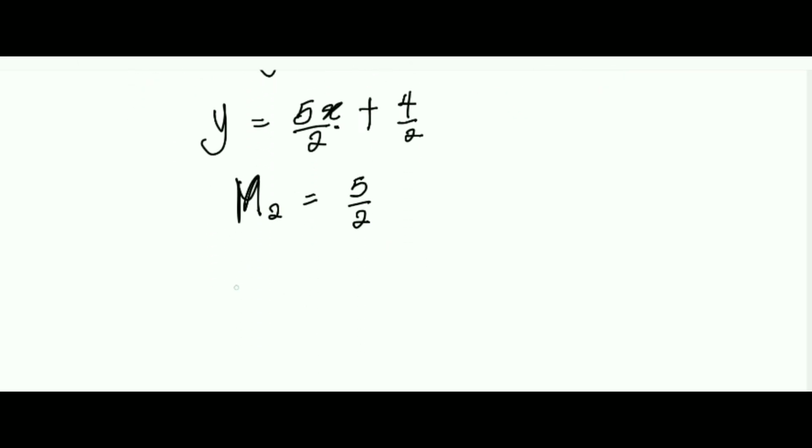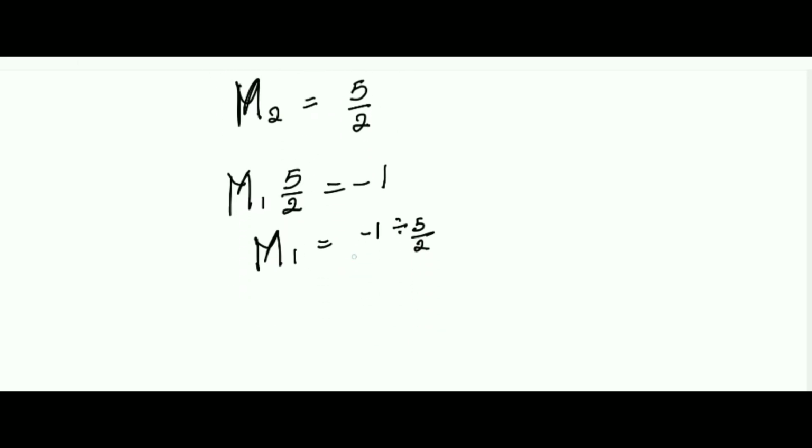So we have m2 as 5 over 2. So m1 times m2 is equal to minus 1. That means my m1 will be equal to minus 1 divided by 5 over 2. I've just divided by the coefficients. And so this will be minus 1 times 2 over 5. So the gradient is minus 2 over 5. So this gradient represents the gradient of the equation we are looking for.